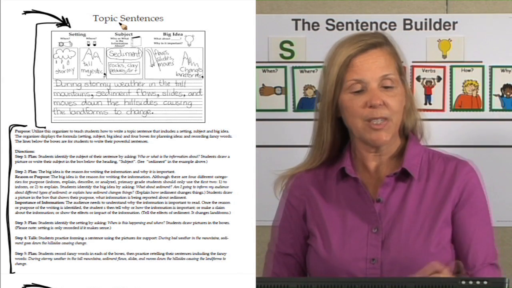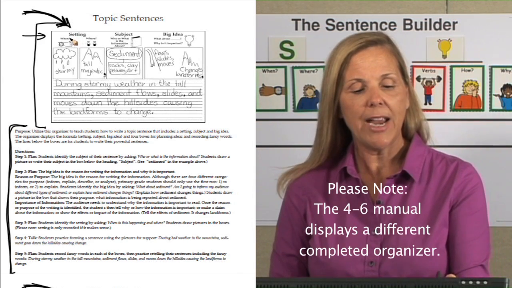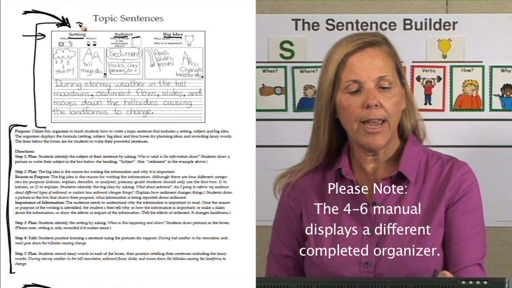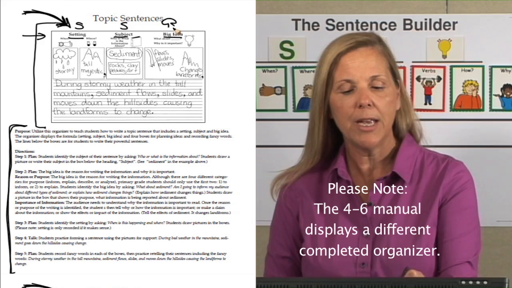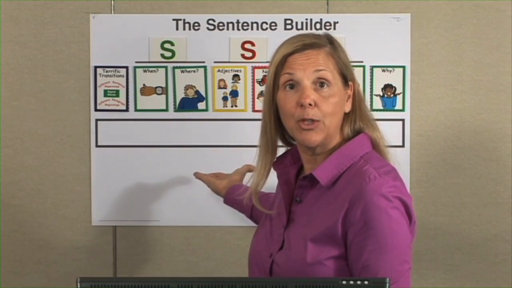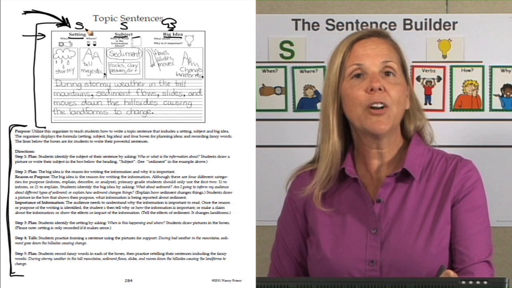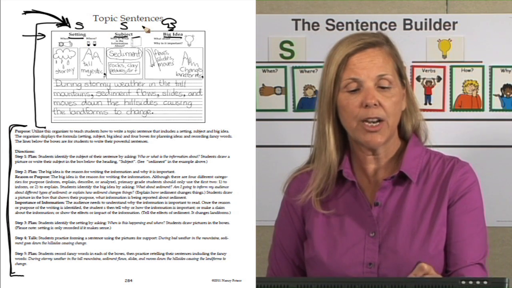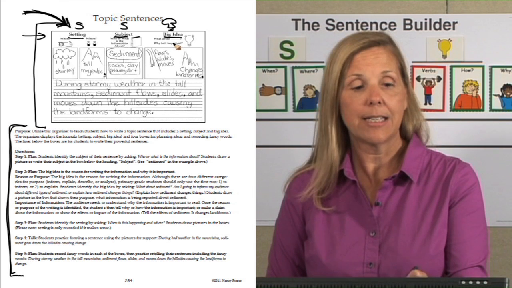Let's walk through the steps. Notice on the organizer, we have setting, subject, big idea. That's our SS light bulb secret formula that we had learned using the sentence builder. From that first S, we have what word? Setting. The second S, subject, and the light bulb is the big idea.